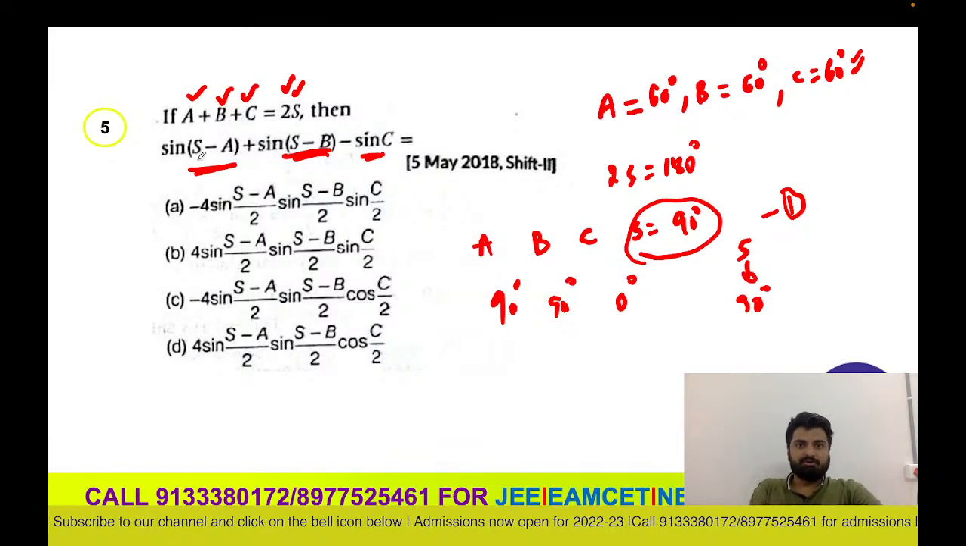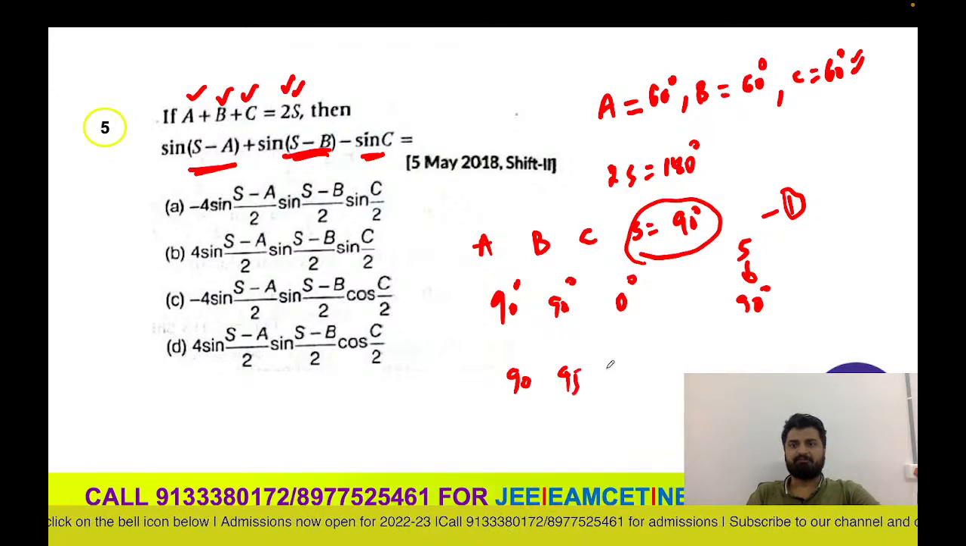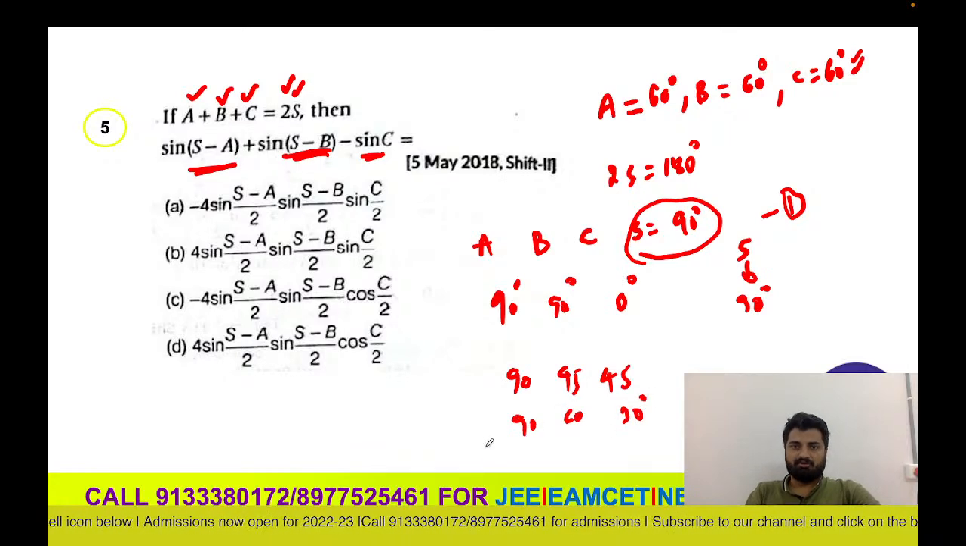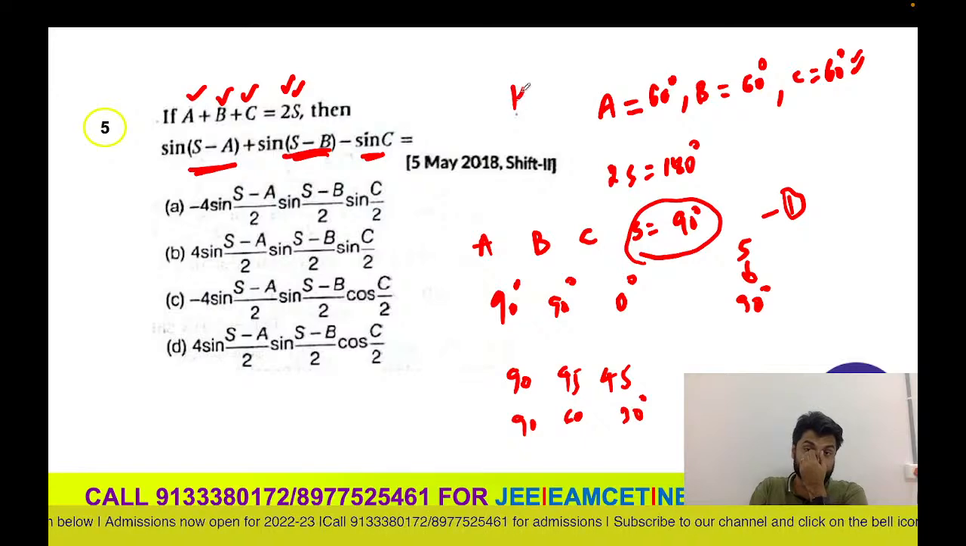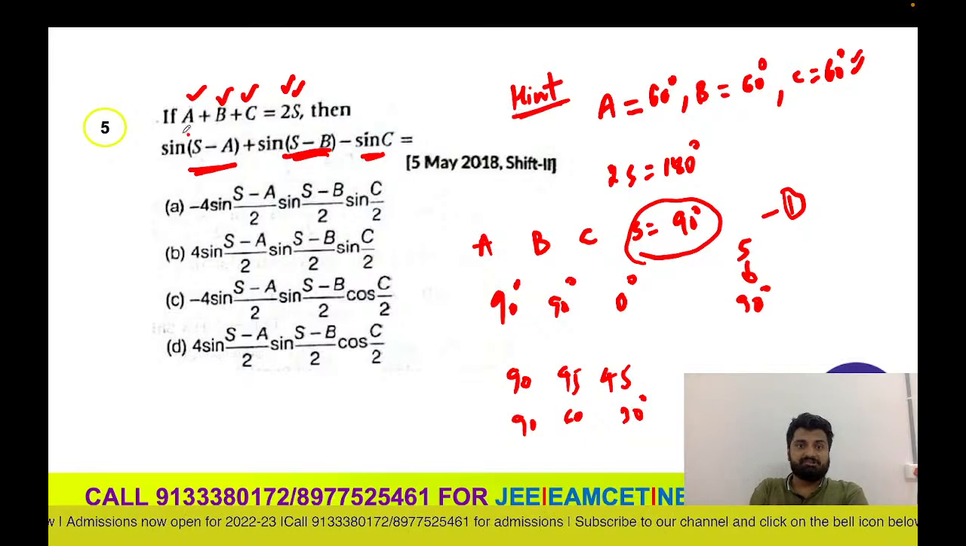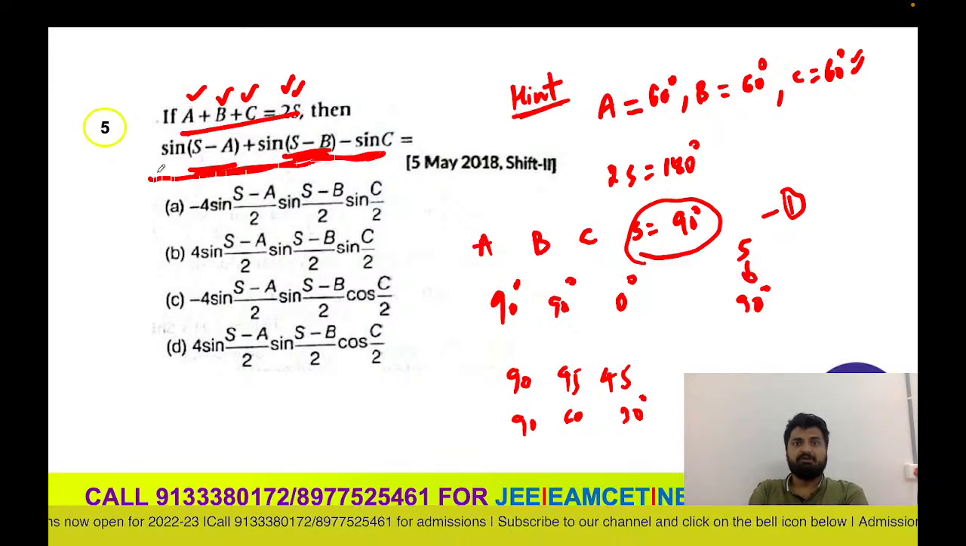And now you can solve the question and verify options. So any possibility you can take like this, or you can also do 90, 45, 45 also, or 90, 60, 30 also. So basically you need to assume angles, substitute in the condition, and once satisfying the condition, then substitute in the question and verify the options. I hope this is clear to everybody.